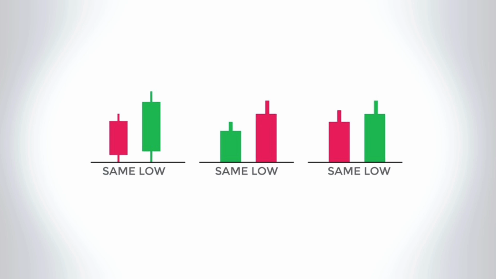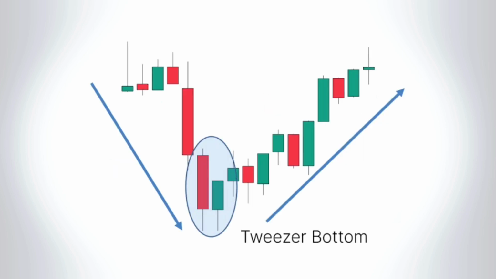The Tweezer bottom is a bullish reversal pattern that consists of 2 candles with matching lows forming at the end of a downtrend. It signifies a potential shift in market sentiment from bearish to bullish. This pattern indicates that sellers have exhausted their downward momentum and buyers are starting to take control, signaling the potential beginning of an uptrend. Here's how you identify the Tweezer bottom candlestick pattern when you see it on the chart.